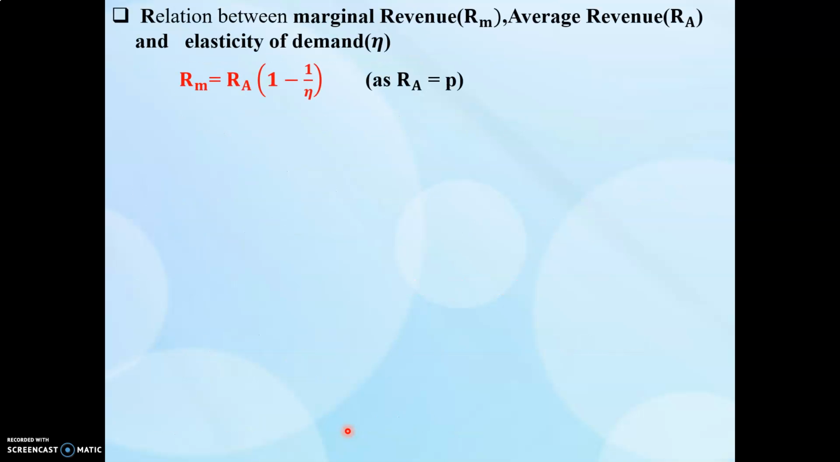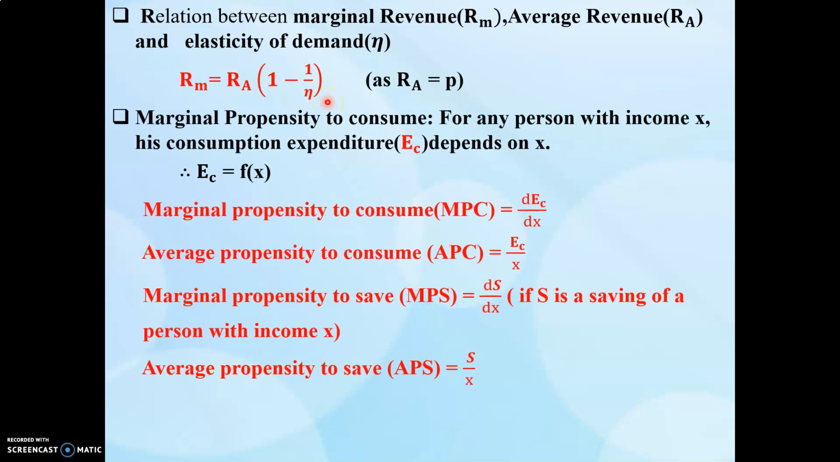Now we will discuss the relation between marginal revenue, average revenue and elasticity of demand. So our marginal revenue Rm is equal to average revenue Ra into 1 minus 1 upon eta, where eta is elasticity of demand. Here Ra is also equal to price. So in some questions, if you want to find price using marginal revenue and elasticity of demand, you have to apply this formula only, but in the place of Ra you can apply P.